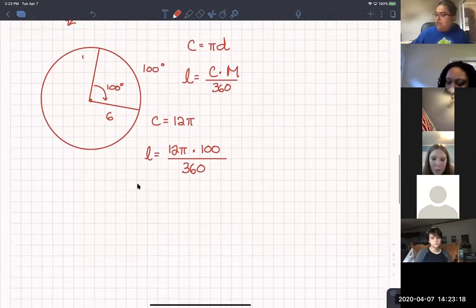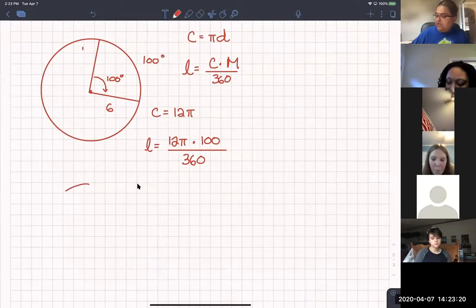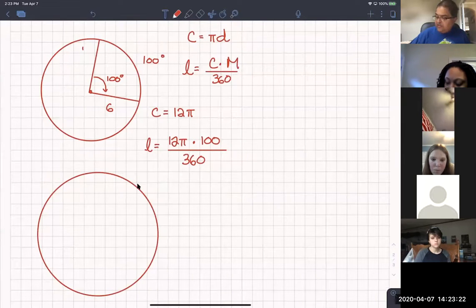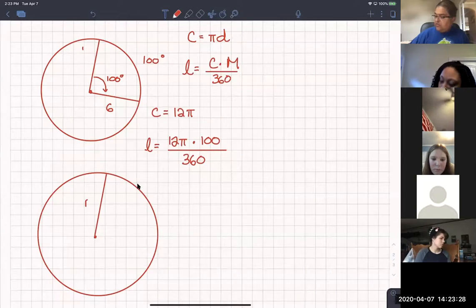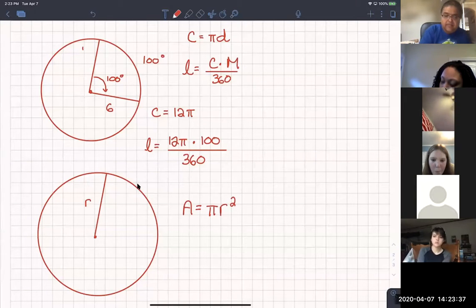Now, another thing about circles that you need to know is the area of the circle. So given a circle with a radius of r, the area is pi times the radius squared. The area is pi r squared.